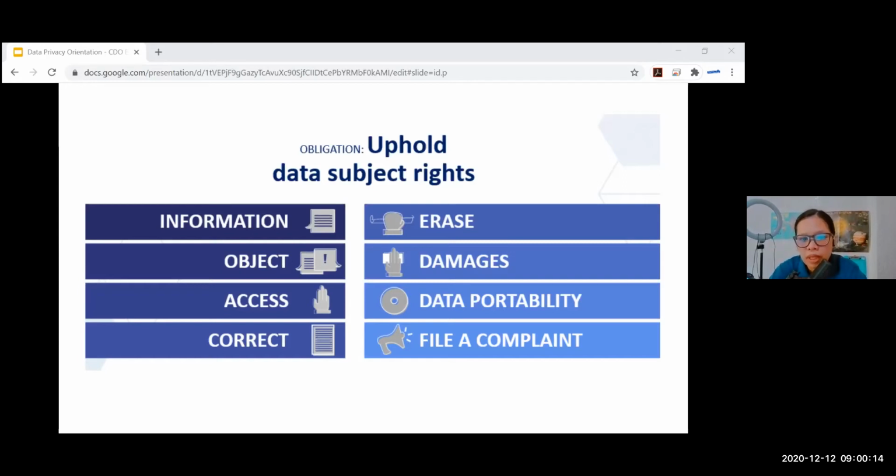We also have the right to correct. The right to correct here is, of course, if there's anything inaccurate with their personal data, you should, as a PIC, correct it. Of course, the right to erase, right to damages, data portability, and also file a complaint. I'll just jump over to the right to erase.